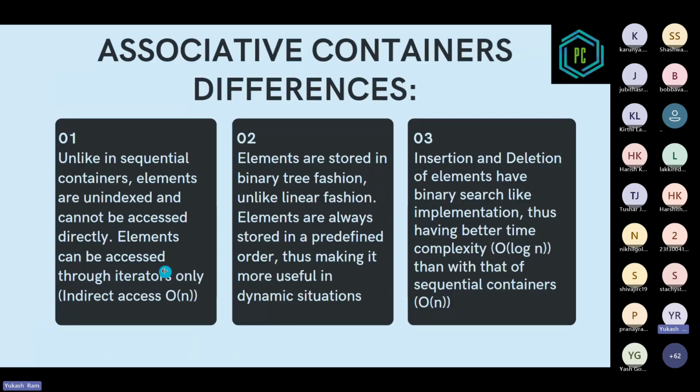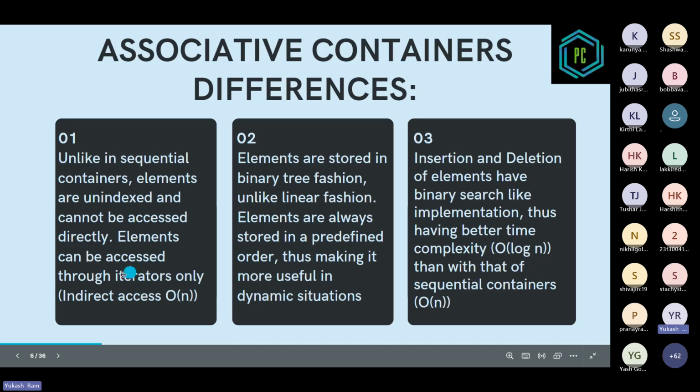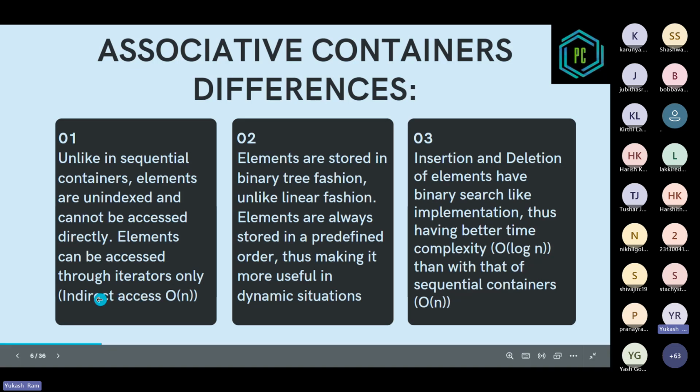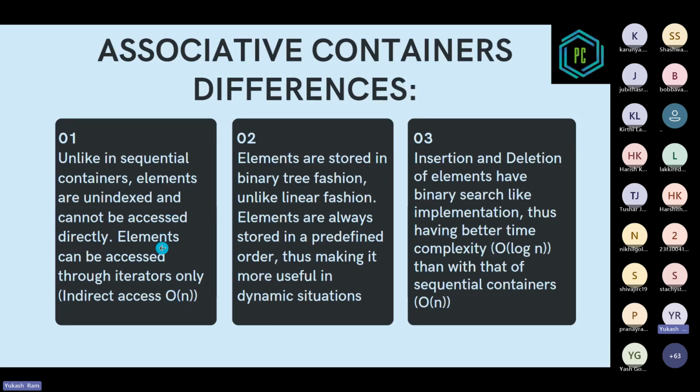Suppose you want to access the fourth element, you have to start from the first element and then access them through the iterators. If you want the fourth element, you have to increase the iterator 4 times. So you can access only indirectly, and the time complexity is O of n, while in sequential containers like vectors, this is O of 1. We can directly access. The second difference is the storage of elements. In associative containers, the elements are stored in binary tree fashion, which you saw here.